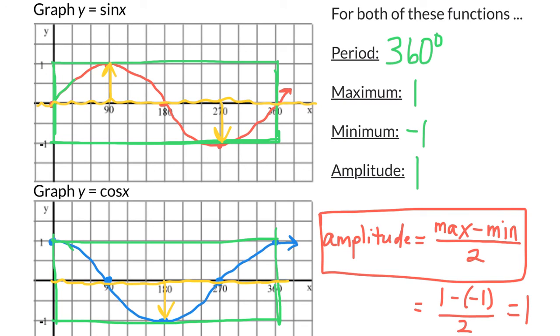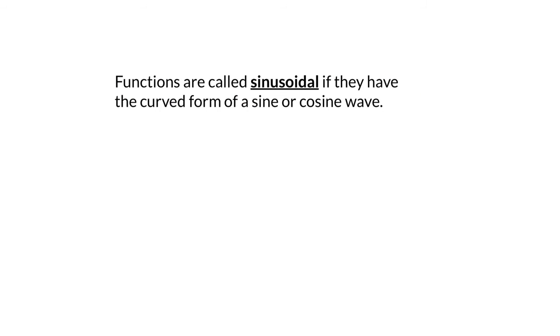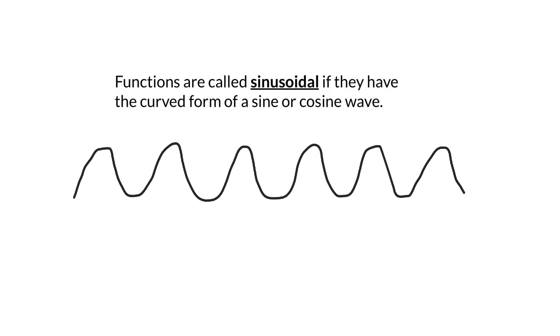So you can see that both of these functions have a curved form that looks kind of like a wave. It goes up and down and up and down and up and down. Any function is called sinusoidal if it has the curved form of a sine or a cosine wave. So if it goes up and down, up and down, up and down, and it just keeps repeating, that's called a sinusoidal function. And all sinusoidal functions will have sine or cosine in their equations.